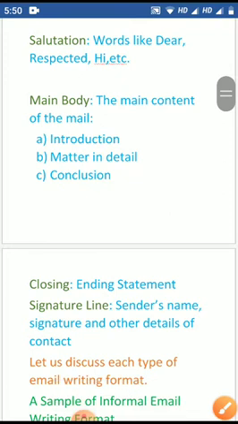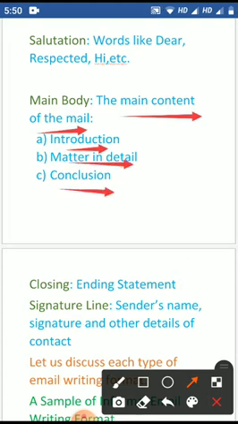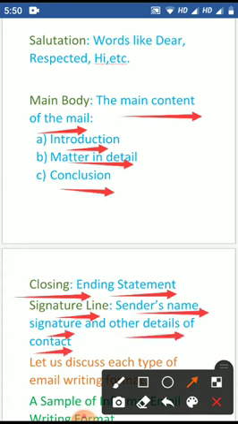Next step is the main body writing. In the main body, that means the main content of the mail, firstly we have to give a brief introduction, then the matter in detail, then conclude that. Next step is closing, the ending statement, like thanking you, with regards. Then last is the signature line. In the signature line we have to write the sender's name, signature, and other details or contact, we can add it.